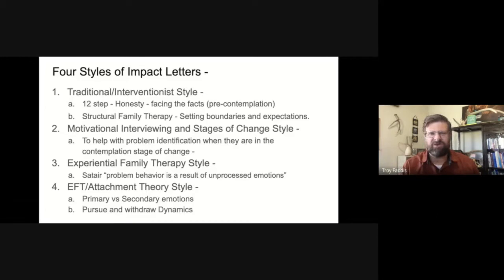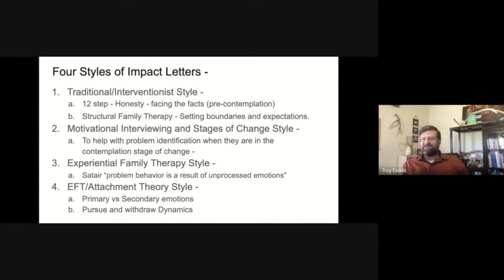It's one of those things that we use to meet the client where the client is at, which is why it's still important for us to understand the different types of impact letters that you might want to write, how to write each one, and how to determine with your therapist which one you should be writing.